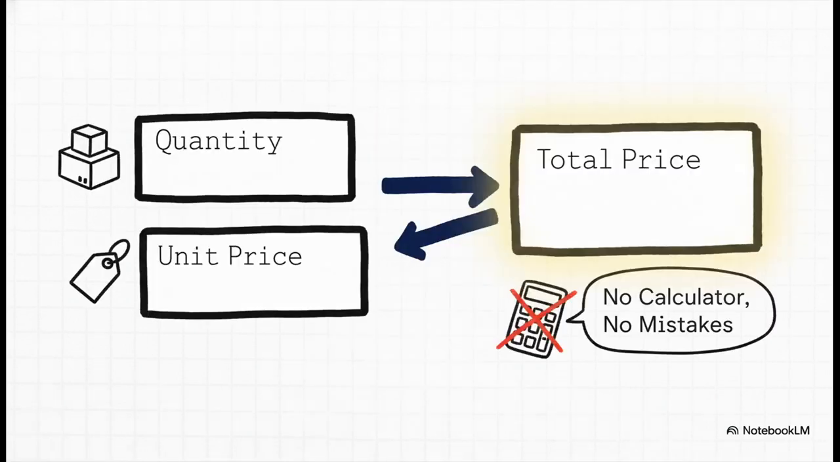Here's a perfect everyday example. Imagine you have an invoice. Instead of pulling out a calculator to figure out the total price, you just create a computed attribute. It automatically multiplies the item's quantity by its unit price. Done. No math, no mistakes, just a total that's always right.